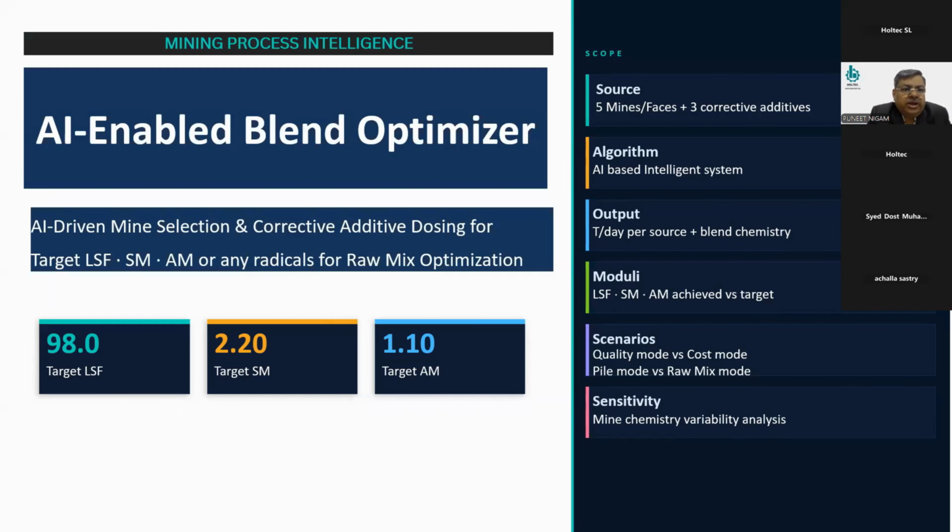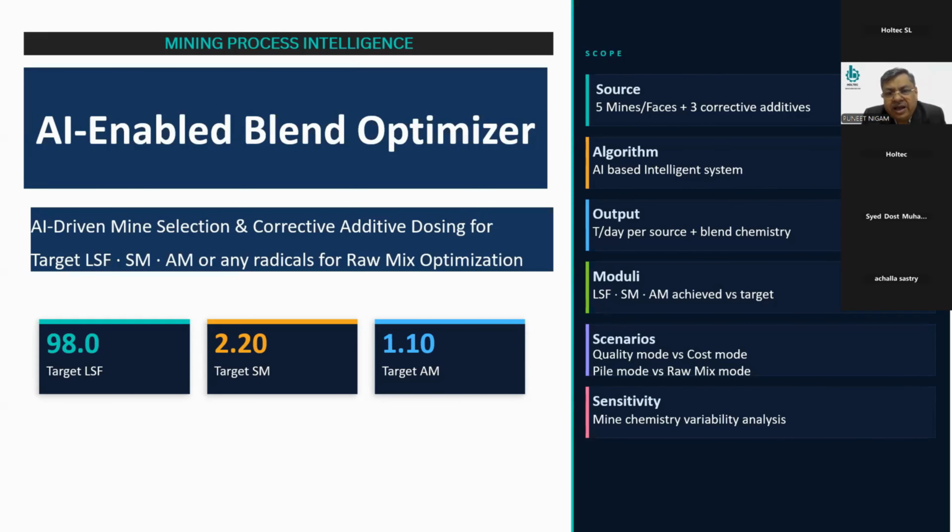Now, I am going through how the optimization works through AI. The AI enabled blend optimizer is driven by mine selections and corrective additive dosing for target LSF, SM, AM, or any specific criticals which are sensitive to the deposit for raw material optimization. Like LSF, we have a target of 98, and silica modulus of 2.2. Our sources, as I have shown presently, are 5 faces open, and we have three additives.